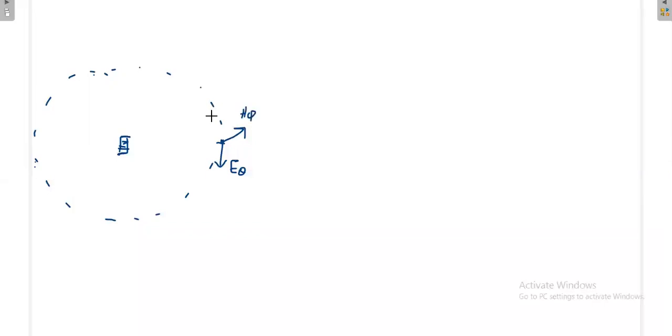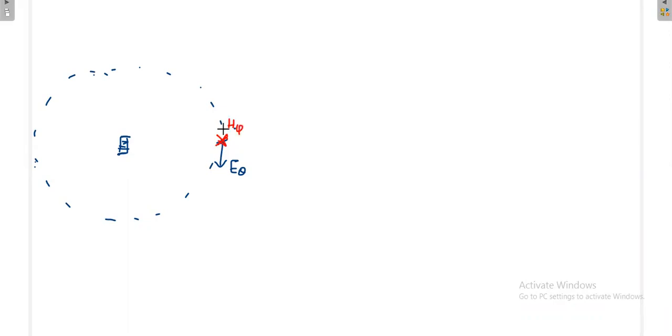Then you tell me, or otherwise I can put this like this also, because at this place my H phi is going inside. Whenever some vector goes inside, I can denote it as a cross mark. If it comes outside, it is a dot. If it goes inside, that is a cross mark. So this is my direction of magnetic field.